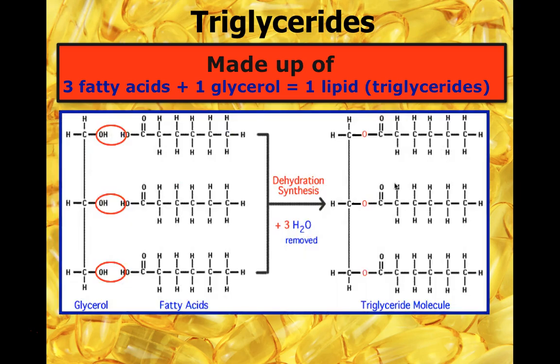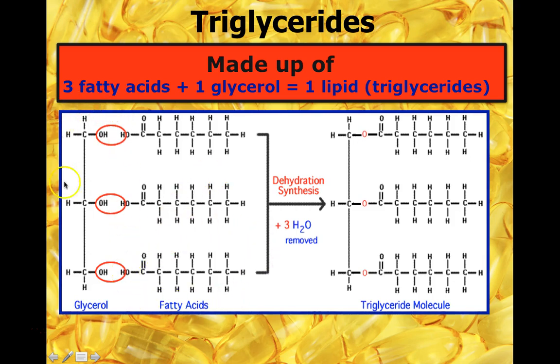Triglycerides are made up of three fatty acid chains and one glycerol, and that's going to equal our overall lipid. So again, we're talking specifically about triglycerides only. This is the structure that they have. Over here, this is our glycerol head. Notice here we have our carboxyl groups: a carboxyl group here, here, and here. This right here is our fatty acid chain, so this is one monomer. Here is another monomer. Here is another monomer.